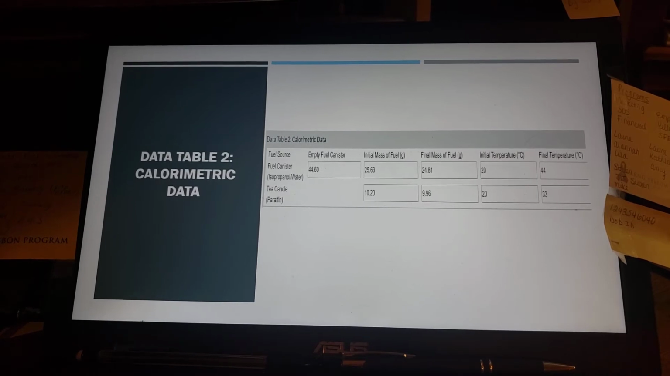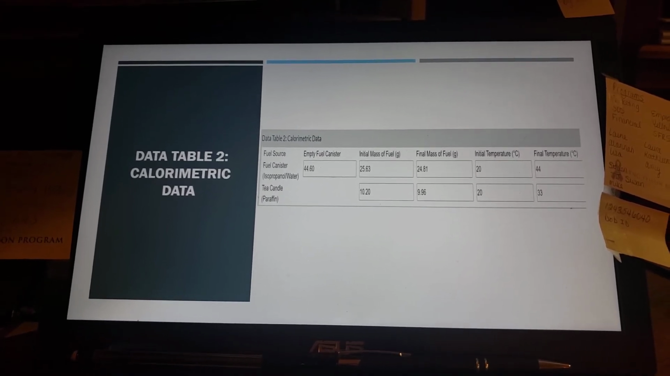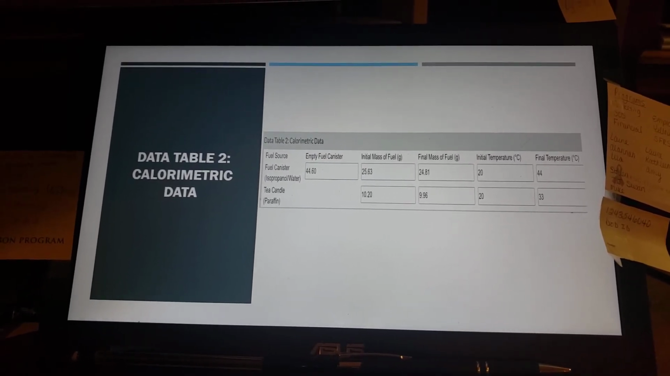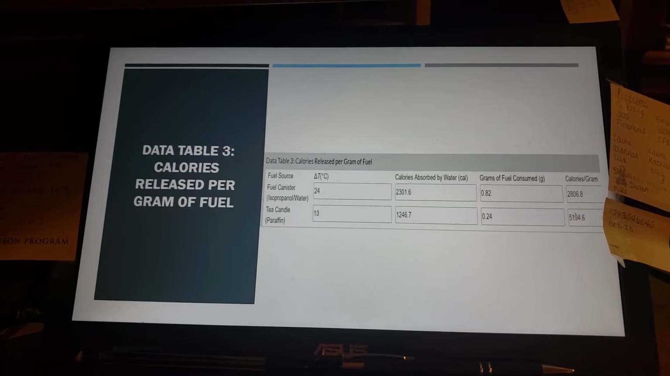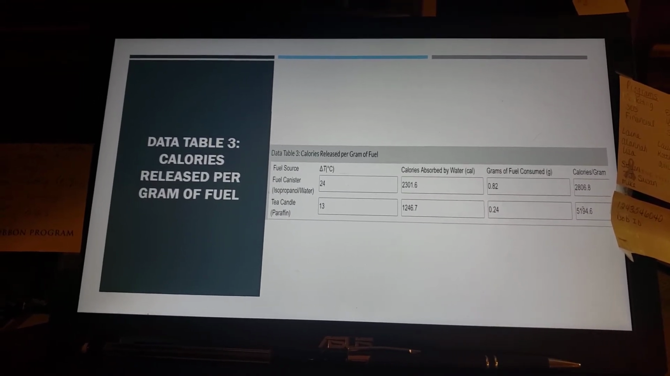The tea candle, my initial mass was 10.20. My final mass was 9.96. Again, my initial temperature was still 20, and my final temperature was 33 degrees Celsius. So data table 3 was calories released per gram of fuel.